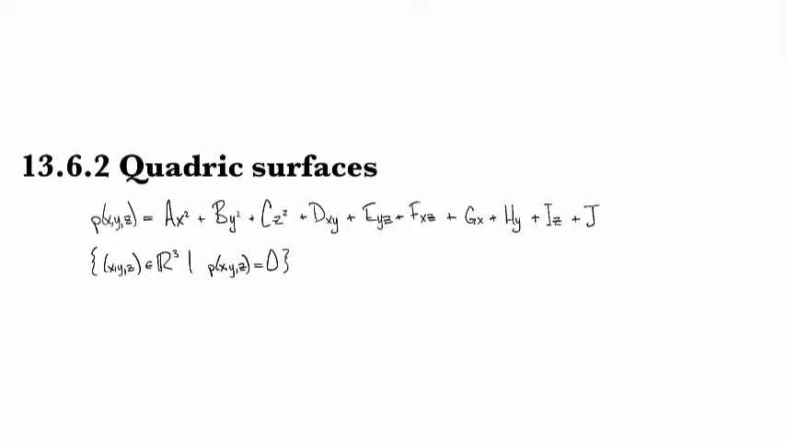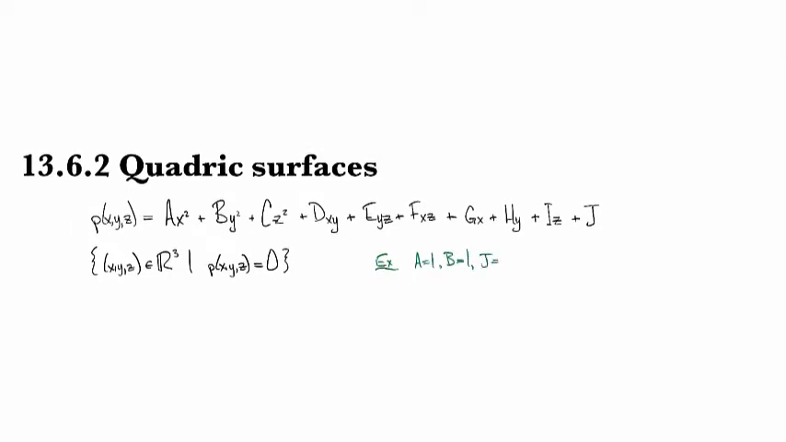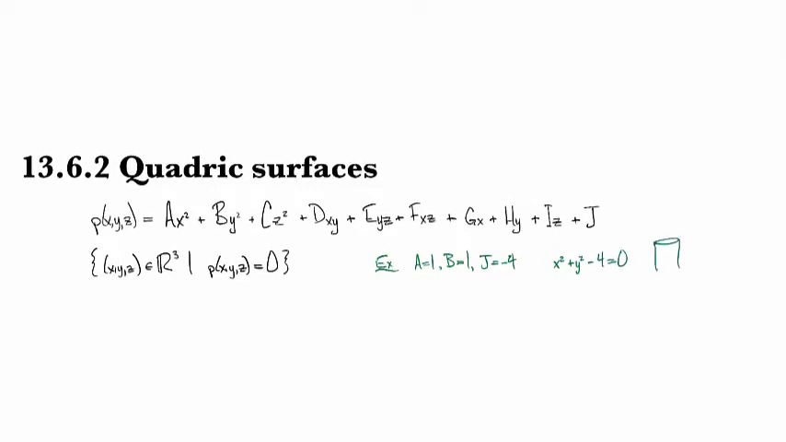Okay, and so then a quadric surface is just a zero set of such a polynomial. So the set of all points in R3 where that polynomial is equal to 0. So we just saw examples of this. For instance, those cylinders that I just showed you, the circular cylinder was the case when A was equal to 1 and B was equal to 1 and J was equal to -4. And then that equation becomes x squared plus y squared minus 4 equals 0.